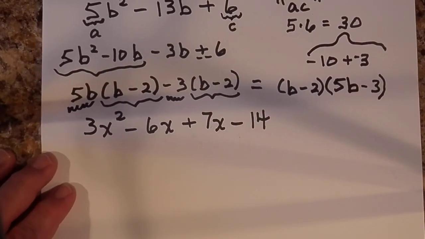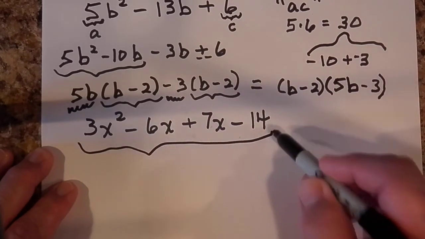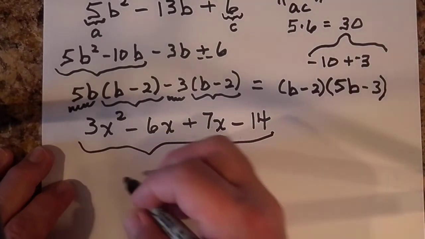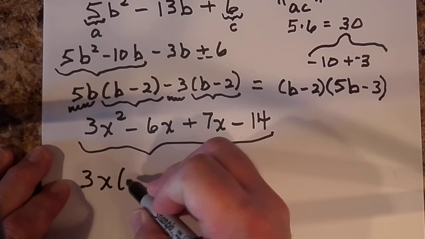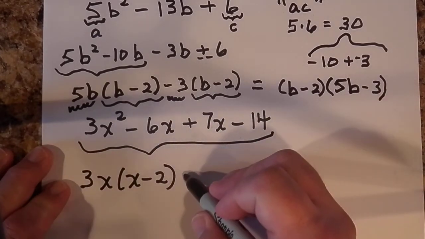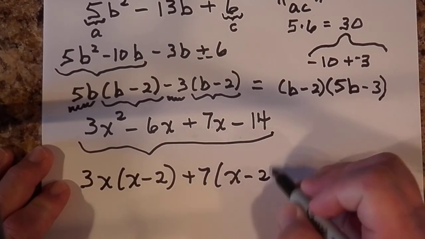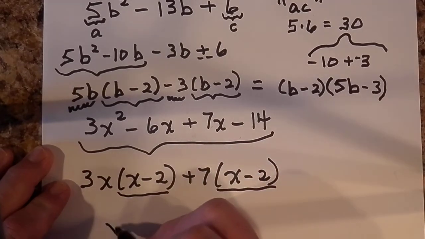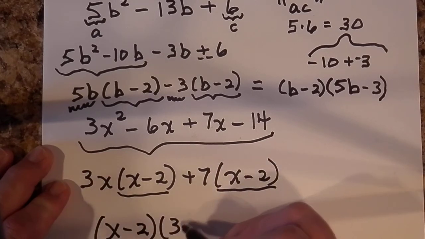One last problem, and this again has 4 terms, so that's really imploring us to approach this by factoring by grouping. The first pair has a common 3x. That leaves x minus 2. The second pair has a common 7. So that leaves x minus 2. So now we can take out these common x minus 2's. And that leaves 3x plus 7.